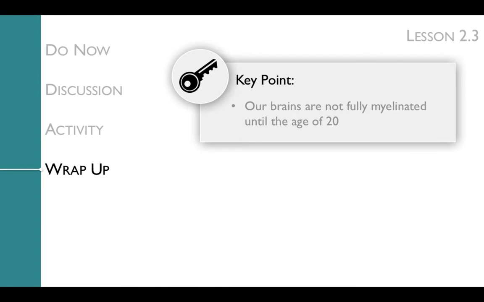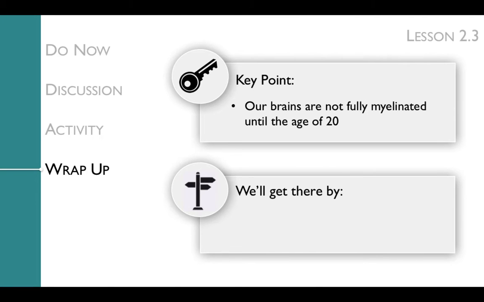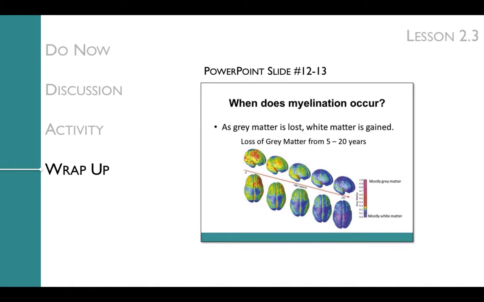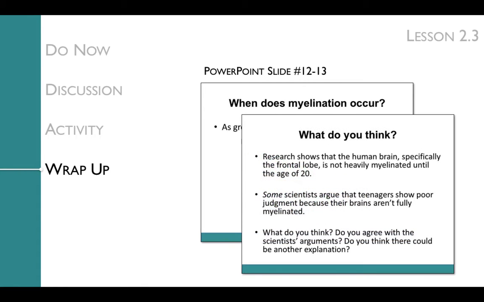The key point of the wrap-up is that our brains are not fully myelinated until the age of 20. We'll get to this key point by examining myelination data and a reflection and discussion. In the wrap-up, you'll present data that shows how myelin is gradually added as we age. After the students have analyzed this data, looking specifically for which areas of the brain are last to get myelinated, you'll present the argument that some scientists are making about this data.